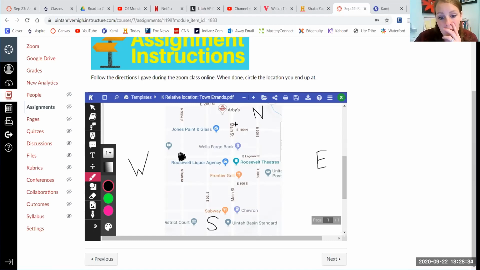The road right here is called Main Street. That's just what they called it. That's where all the shops are, and Highway 40 goes down and then over to Vernal. This road is called 300 East. You can see on both sides, it says 300 East right here, and it says 300 East right there.